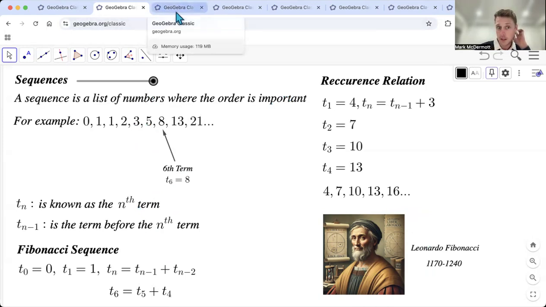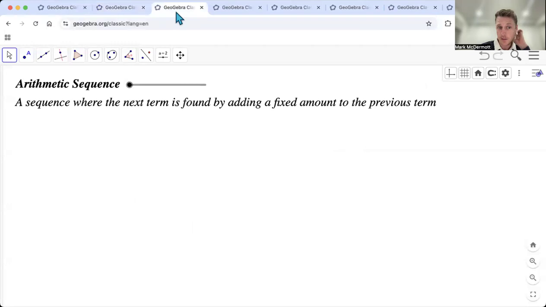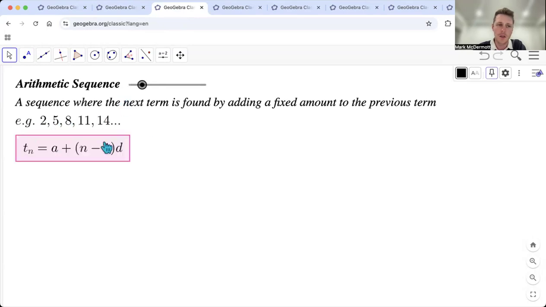All right, let's have a look at arithmetic sequences. So an arithmetic sequence is a sequence where the next term is found by adding a fixed amount to the previous term. So an arithmetic sequence might look something like this: 2, 5, 8, 11, 14, and so on. Pause the video, see if you can work out what that is, but you're just adding 3 each time, I think you would agree.